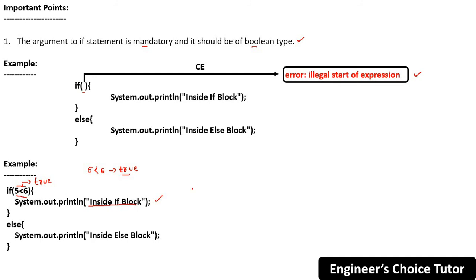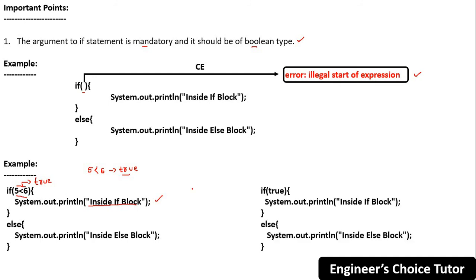And let's take another example. So here I am passing true itself. You are passing true, so you will definitely get what value? This one. This statement is going to execute. So you will again get inside if block as the output. You can check this on your own.